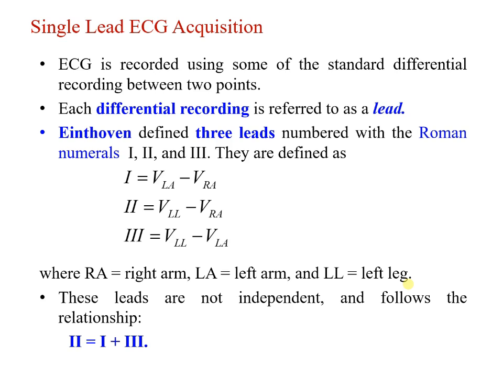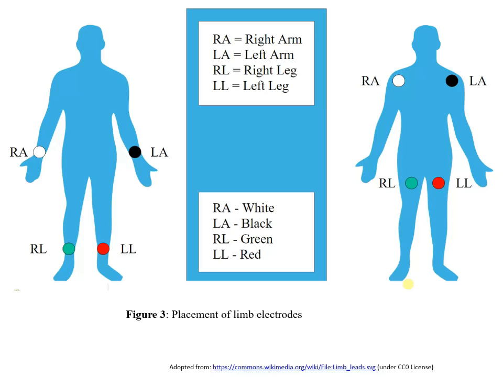So before going to that, let me show you an image. This is a single lead image acquisition. This is the representation of the placement of limb electrodes during the single lead ECG acquisitions. So the electrodes are placed on your arm and on your legs.